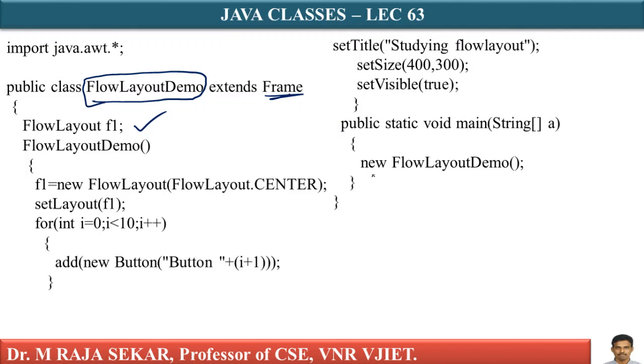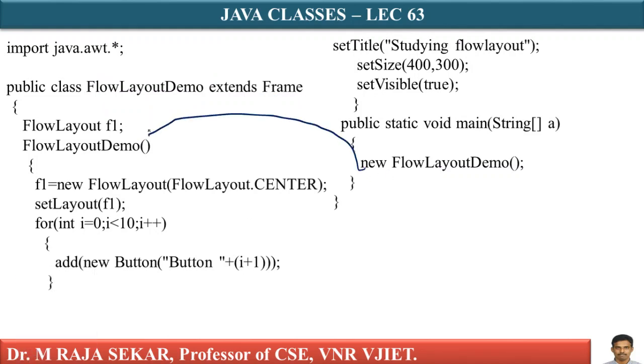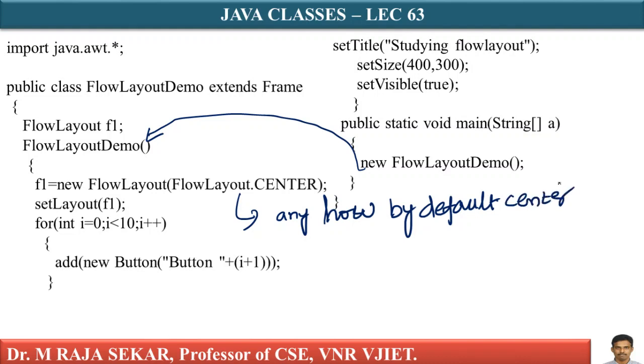This program is an application program. Public static void main, new class name. Here I am creating object. Automatically, where will you go? You will go to constructor. Where is my constructor? This is my constructor. Now what happens? f1 equal to new FlowLayout.CENTER. By default, this alignment will be center only. Even if you have not mentioned it, system will treat it as center.